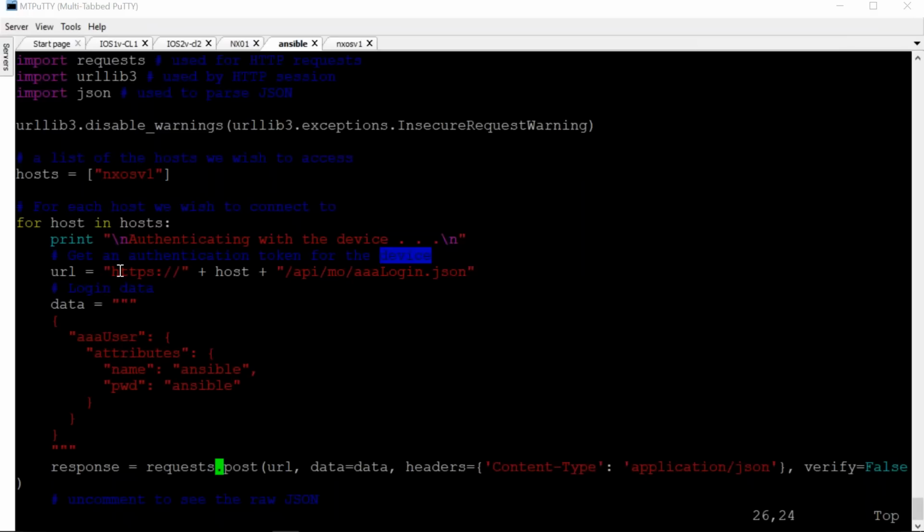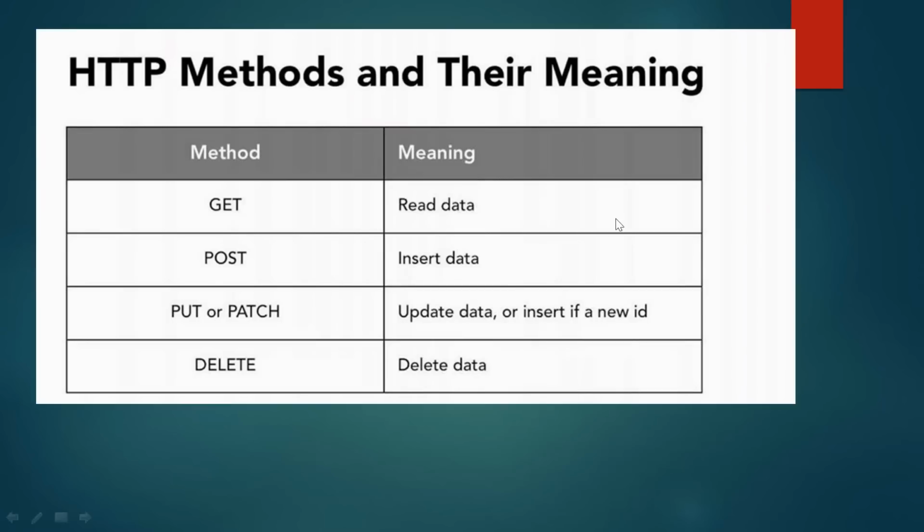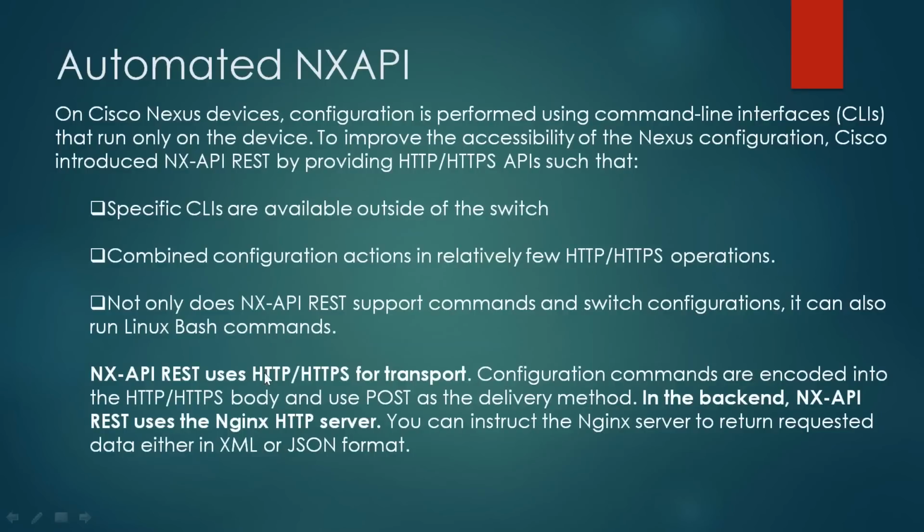Remember we have transport like HTTP, HTTPS. The delivery method is POST. Behind the scenes we have NGINX as a server, and the output we can get in JSON or XML format. Correct? So let me show you this here. We have discussed that HTTP, HTTPS is for transport, the delivery is the POST method, the backend server is the NGINX HTTP server. And then finally the output we can return either in XML or JSON format.